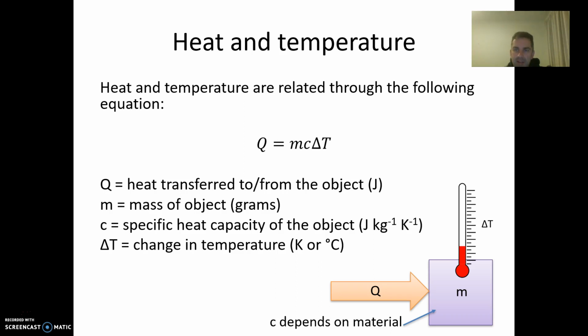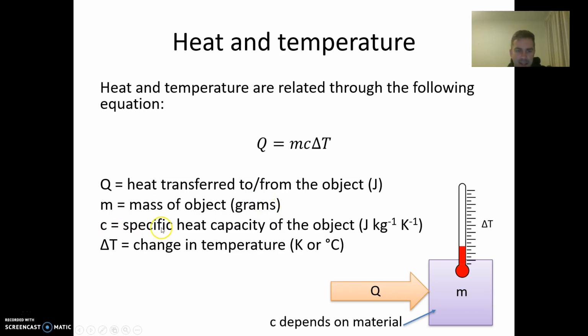It turns out there is a pretty simple formula that relates temperature and heat. It's Q equals mc delta T. The symbol Q represents the heat, or the thermal energy transferred to or from the object, and that's measured in joules, just like all types of energy. M is the mass of the object, and that's measured in grams, which is a little bit different to some other stuff that we've done, which is often kilograms.